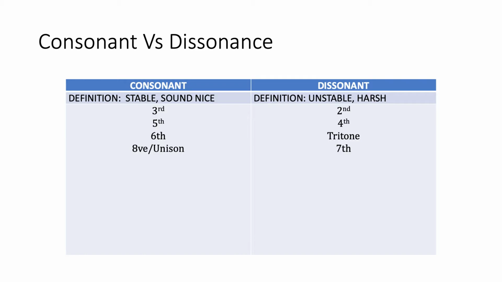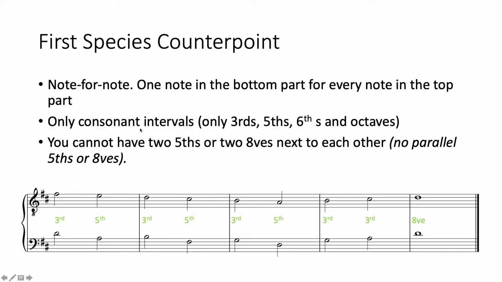And this difference between consonant and dissonant intervals is really important when we're thinking about counterpoint, how different lines in music relate to each other. So really, what we can say about this Pachelbel opening is that it's an example of first species counterpoint. First species counterpoint is the first step on the journey to learning about counterpoint. There are 5 species of counterpoint, and they get progressively more difficult.